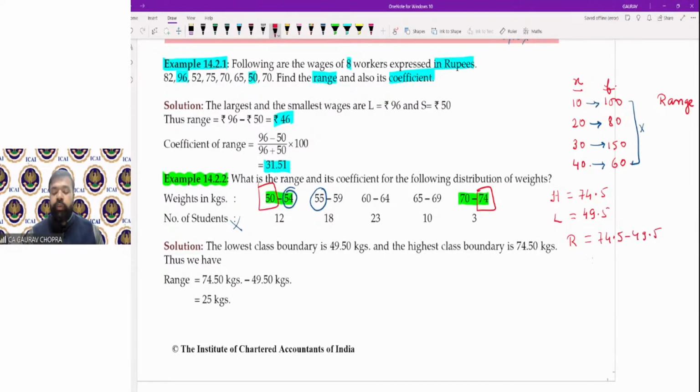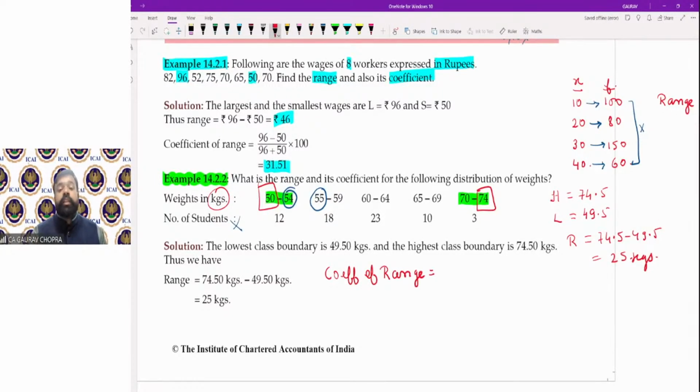Range will be the difference of these two, that is 25. And what is the unit? The unit is in kilograms, so it is 25 kilograms. This is your range.